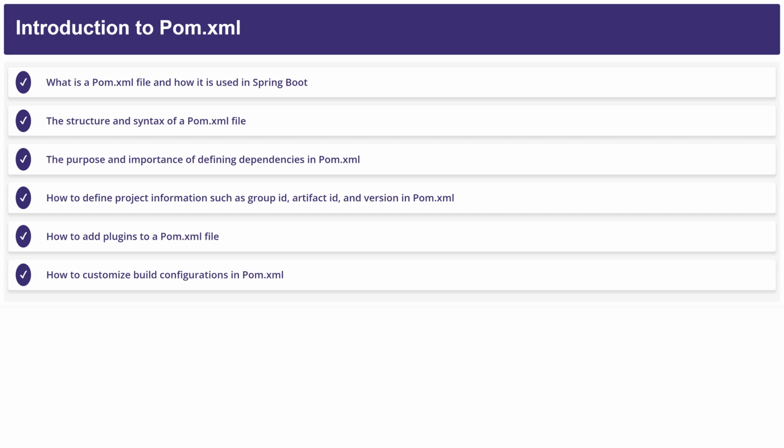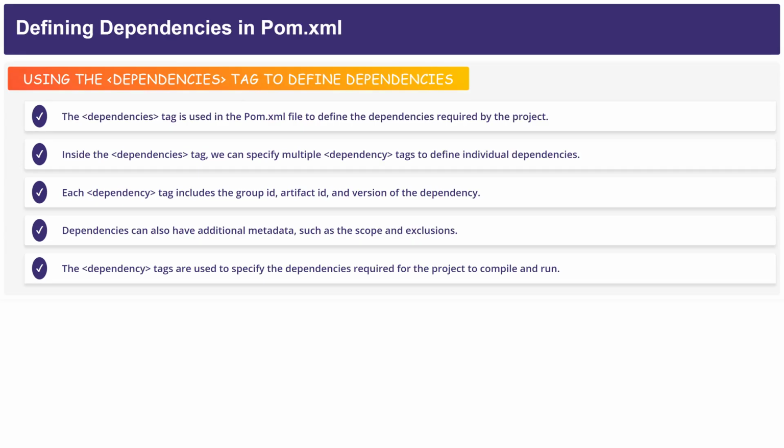Customizing build configurations in Pom.xml allows developers to define specific settings for the build process. This includes specifying the source and target Java versions, configuring the packaging type, setting up repositories for dependency resolution, and defining various other build-related configurations. In this segment, we will deep dive into defining dependencies in Pom.xml.